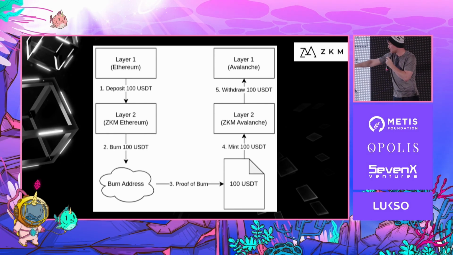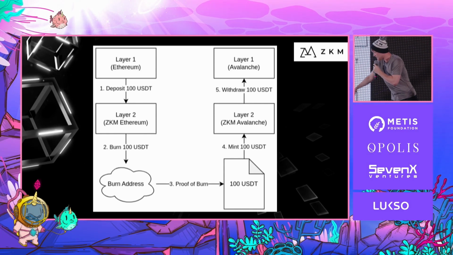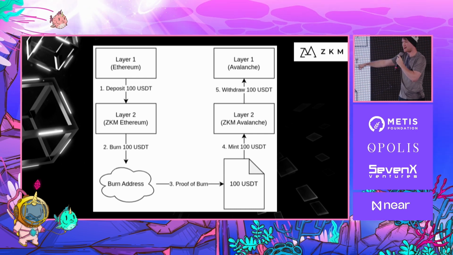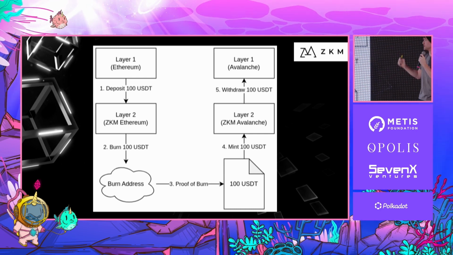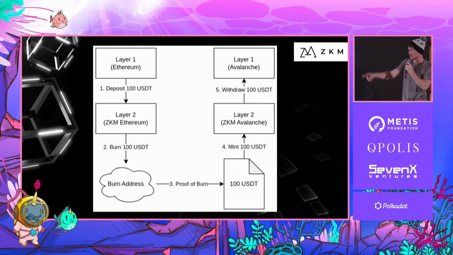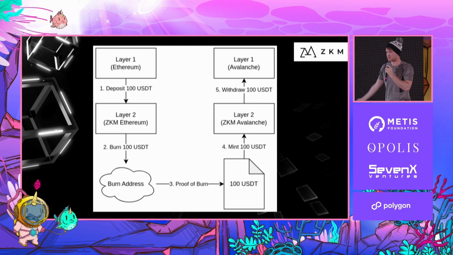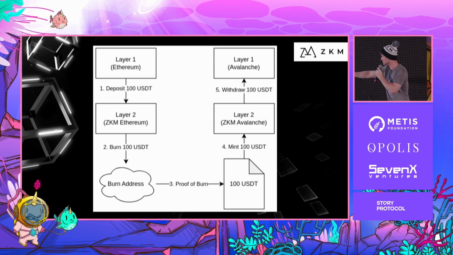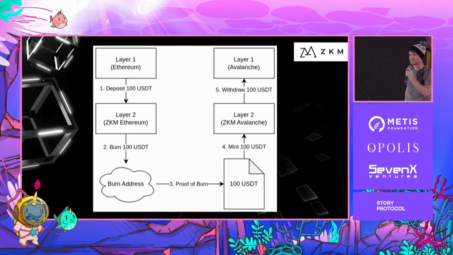So in this way, the communication is done via this burn address model via ZK proofs entirely. So we don't need to depend on external verification like it's done with other bridging solutions. I don't need to depend on an external multisig or validators to be able to facilitate this.